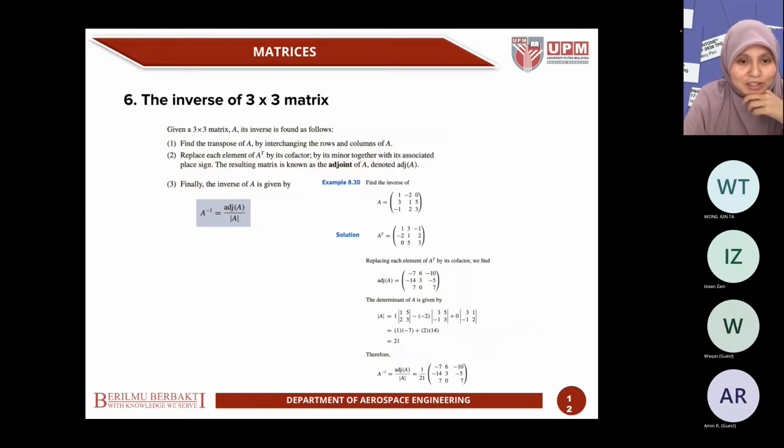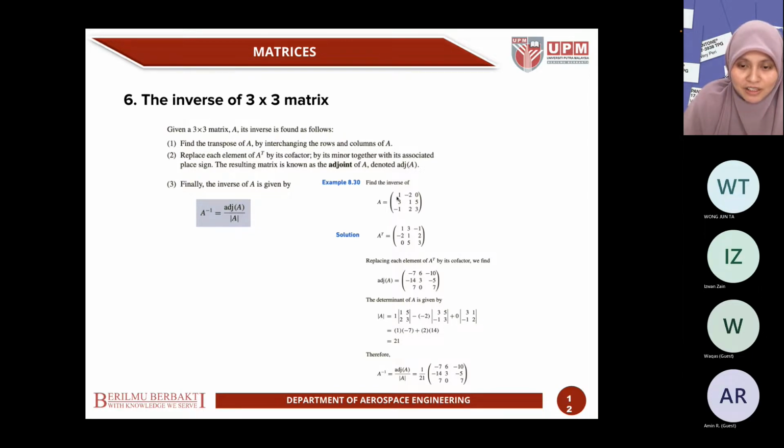Okay, the steps. To find the inverse, first you have to find the transpose of A. Remember, the transpose matrix is found by interchanging the rows and columns of A. So I go directly to the example. For example, you have a matrix A here. There are 3 steps to get the inverse of a 3 times 3 matrix. The first step, you get the transpose of A, which means you interchange the rows and columns.